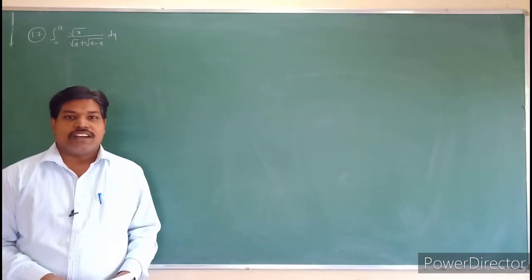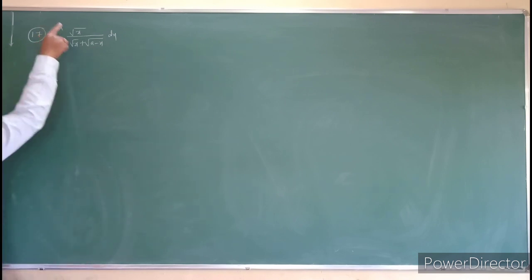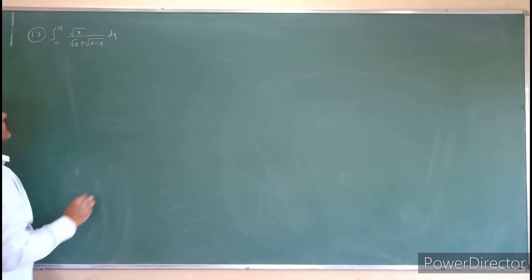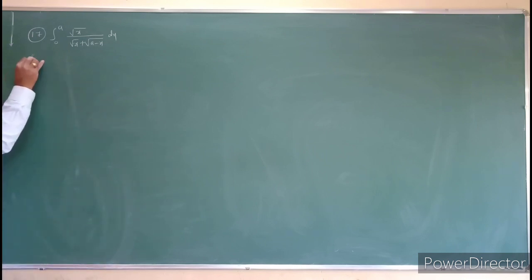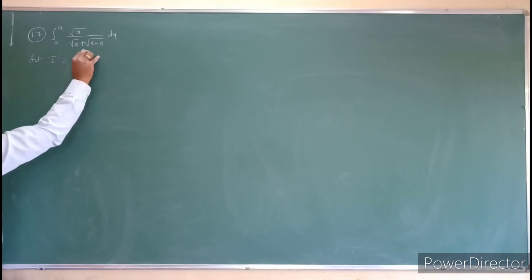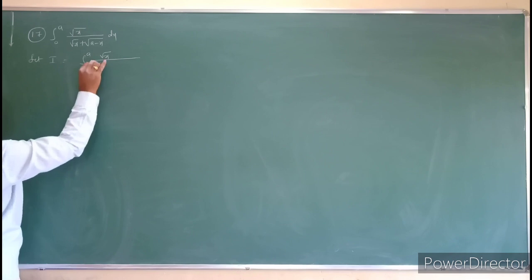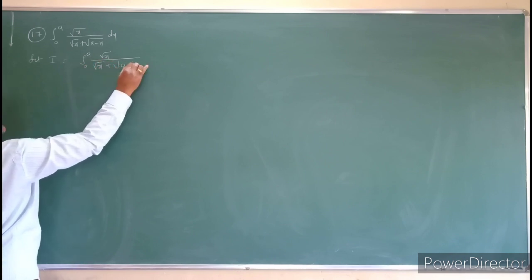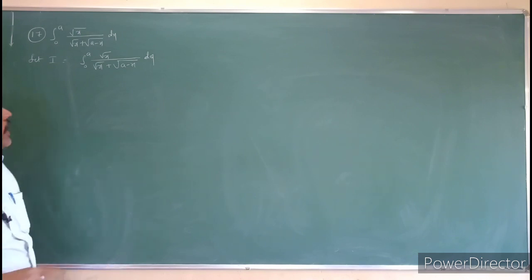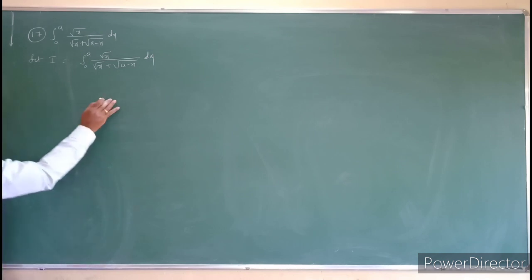See students, the next question, number 17. The integral from 0 to a of root x by root x plus root of a minus x into dx. So see that question, students. So how to solve this one? Let I is equal to the integral from 0 to a of root x by root x plus root of a minus x into dx.